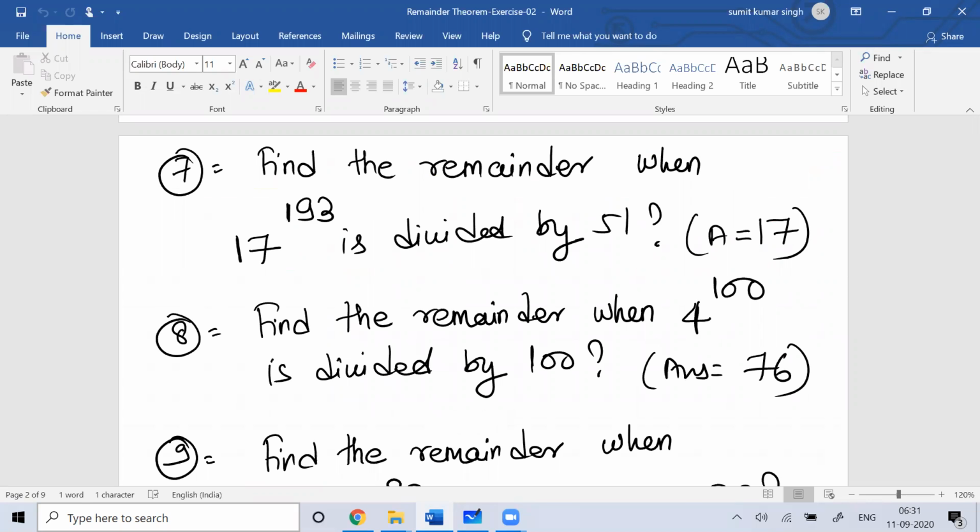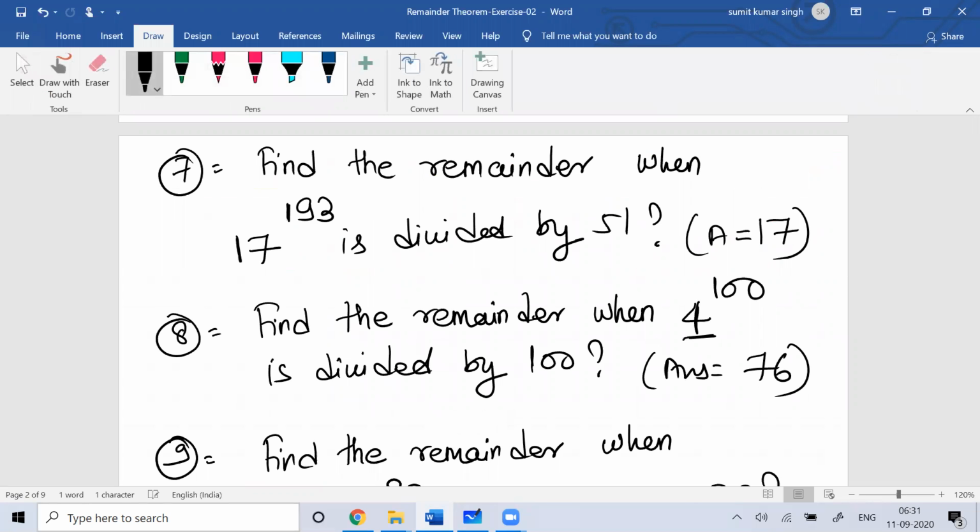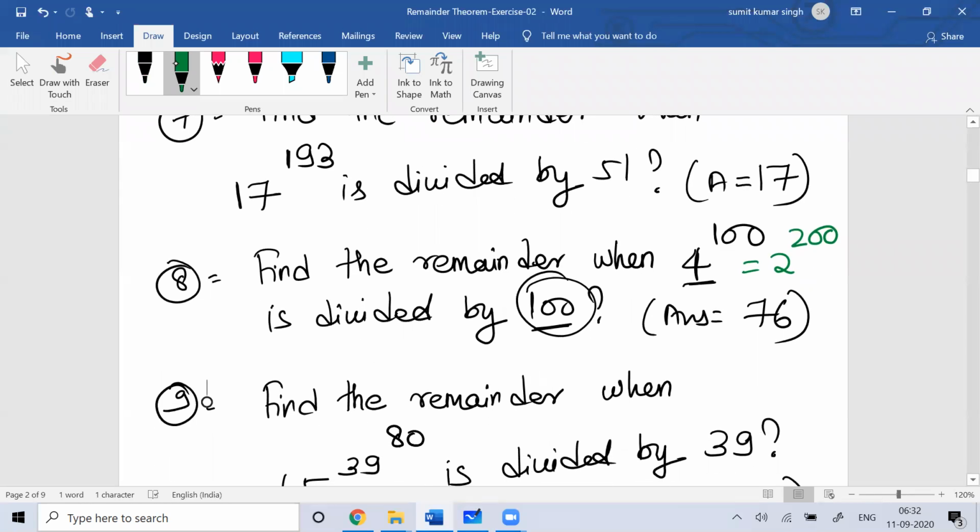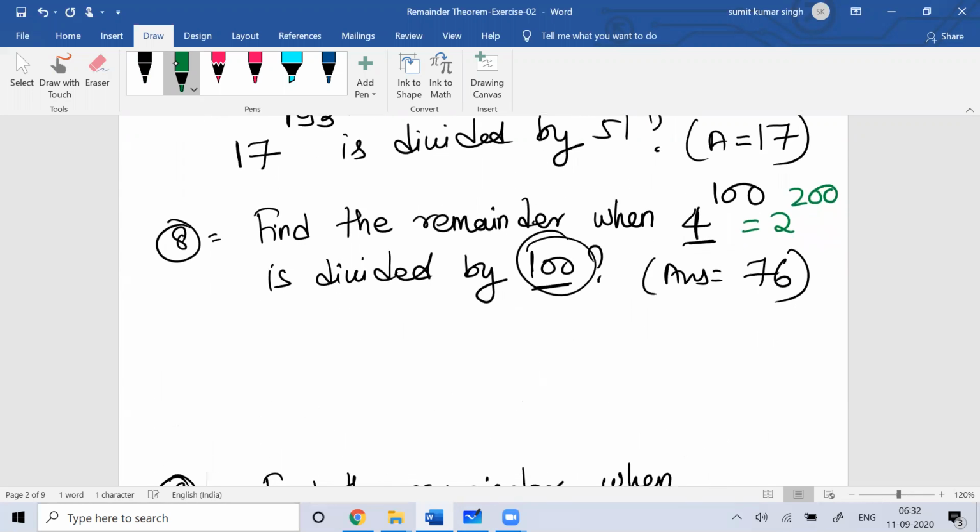Now, in this question, when any number is divided by 100, you have to find the last two digits of the number. 4 to the power 100, I can write as 2 to the power 200. So 2 to the power 200 when you divide by 100, what is the remainder? Any number you divide by 10, you have to find the unit digit. Any number you divide by 100, you have to find the last two digits.